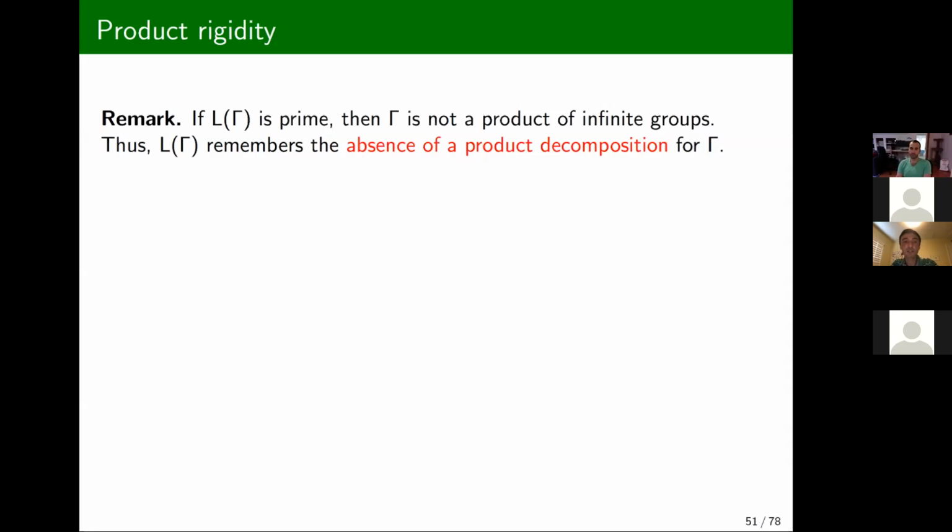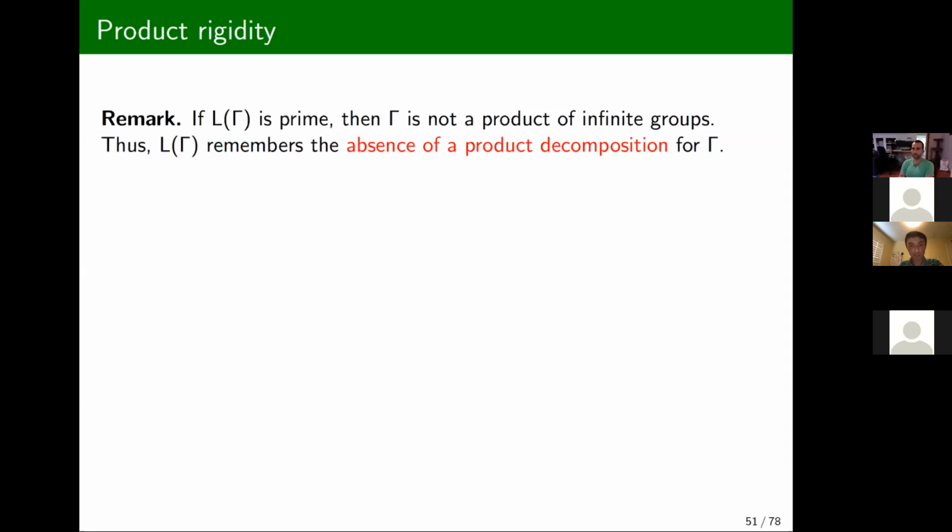And I can make this even more precise. If you know that L of gamma is prime, then for any other group lambda such that L of gamma is isomorphic to L of lambda, lambda is also a prime group, if you want. It doesn't have a direct decomposition. All right, so this is about the absence of a product decomposition.